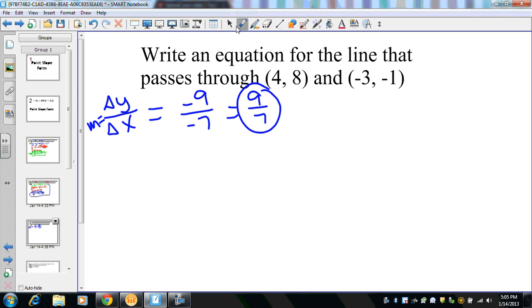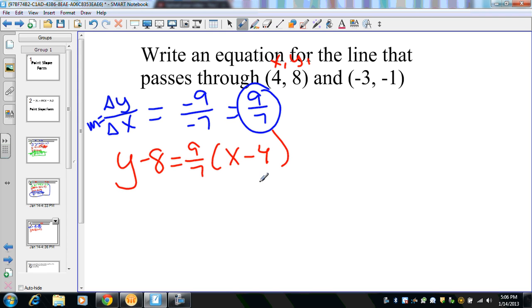So again, we're going to plug this into our formula where we've got y minus, now I can use either one of these, but if I'm going to use this one, if this is my x1, I need to use this one as my y1. Or I could use this as my x1 and this is my y1. It really doesn't matter as long as you are consistent. So I've got y minus, I'm going to go ahead and use this one, y minus 8 is equal to m, which is our slope, so it's going to be 9/7 times x minus my x1, which is 4.